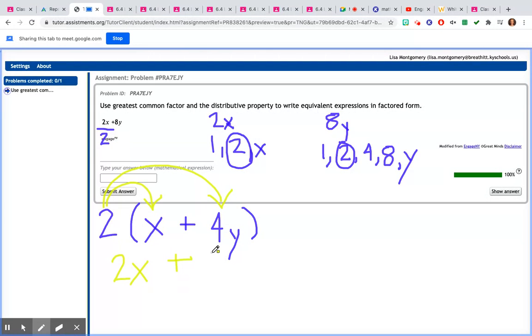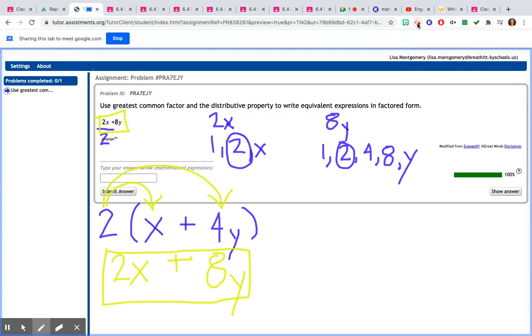You know this one? 8y. Thank you. If we can factor out the greatest common factor, distribute it back in, and end up with the same thing we started out with, 2x plus 8y, then we've done it correct.